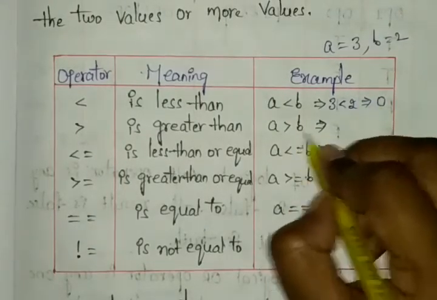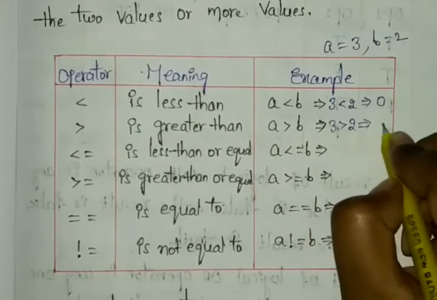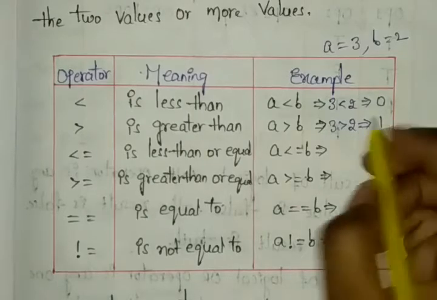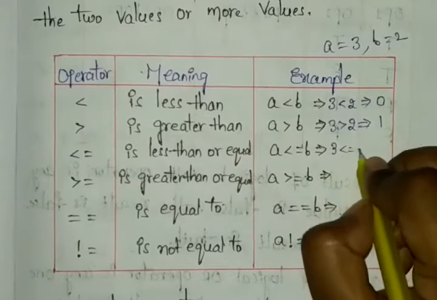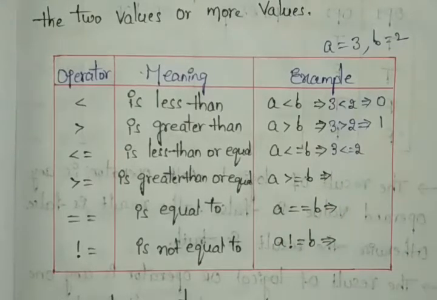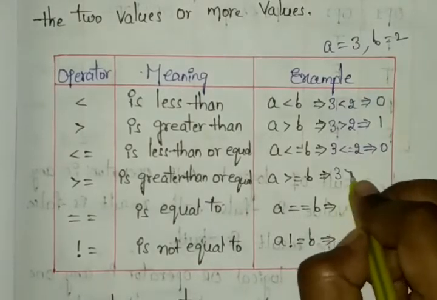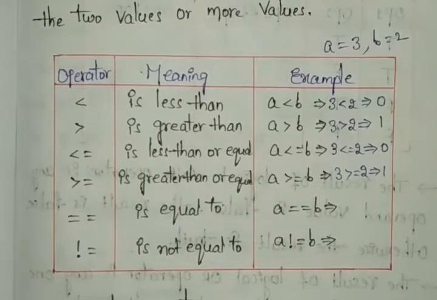And next here we have A greater than B. 3 greater than 2. Yes, now this is the correct one. It shows the true value, 1. And next we have 3 less than or equal to 2. Is this possible? No. So this is also false. 3 greater than or equal to 2. Yes, this is true.